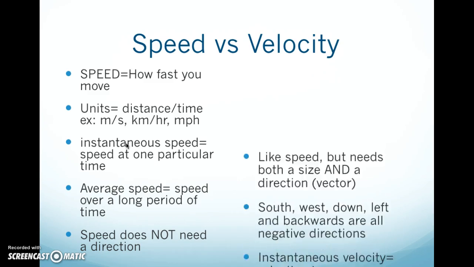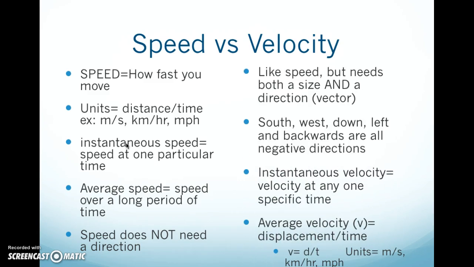Velocity is very similar, but the biggest difference is it needs a direction. And so we call it a vector. And we have certain directions that are considered negative. And so those directions that would be considered negative would be the southwest, down, left, and backwards. We still can talk about instantaneous versus average, but what we typically calculate is an average velocity.